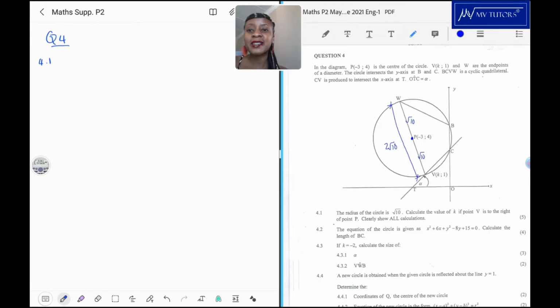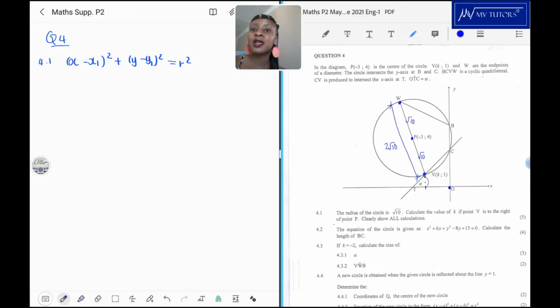So the radius of the circle is root 10. Calculate the value of K if point V is to the right of point P. So there is V, we just need to get the x value, which is K. To the left of P we have W. Alrighty, so the equation of our circle, remember, you have x minus x1, squared, then y minus y1, squared, equal to r squared, if your circle is not at the origin, O for origin.